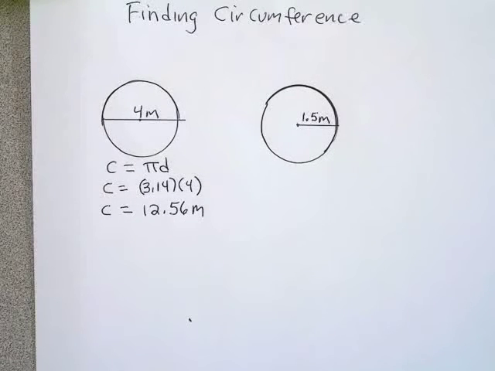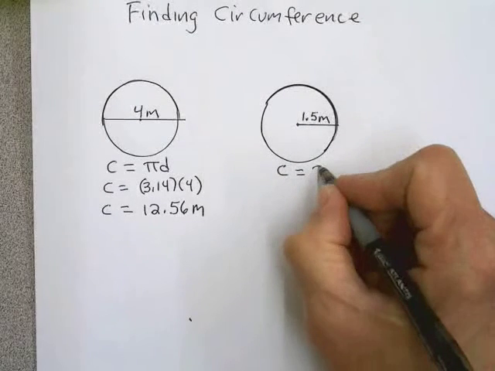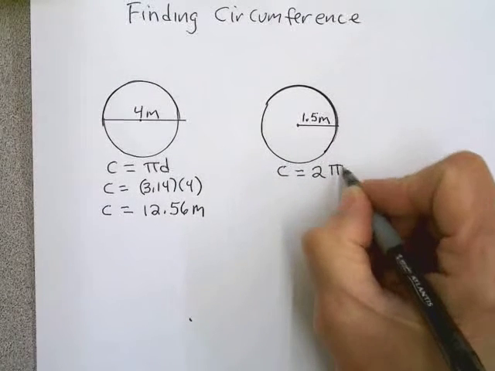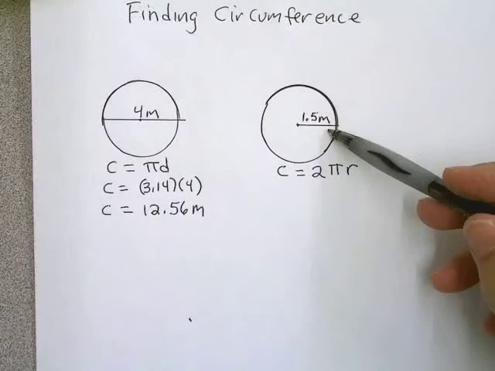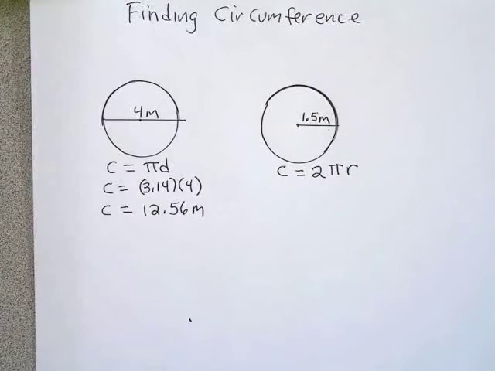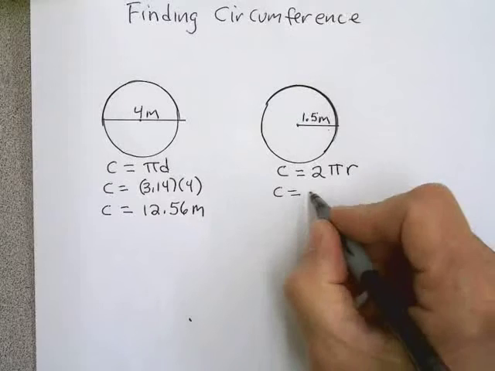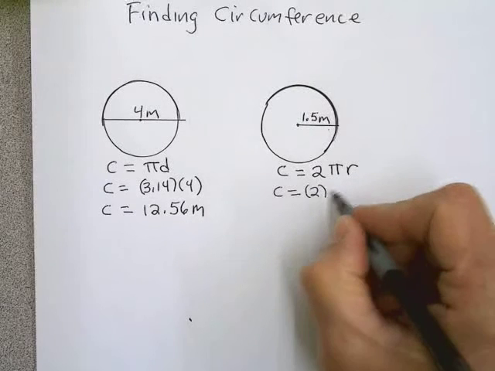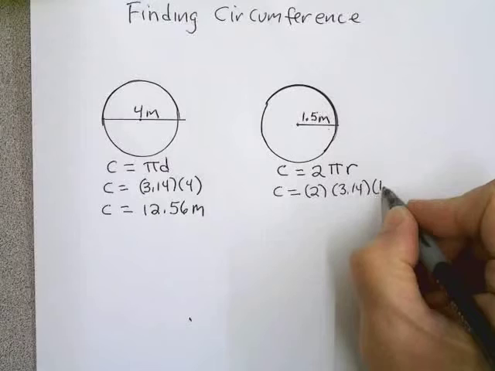For the circle that we have the radius for, we're going to say that circumference equals 2 multiplied by pi multiplied by the radius. And if you just want to double 1.5 to 3, if that's easier for you, and to just say circumference equals pi times diameter, that's perfectly fine as well. In this case, I'm going to write it out. This is going to be 2 multiplied by 3.14 multiplied by 1.5.